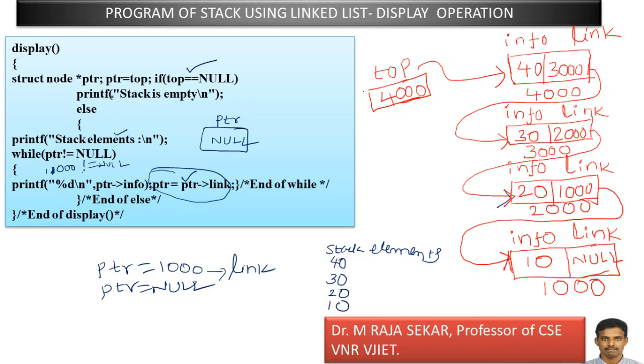Now what we discussed is the display function, displaying the elements of the stack. Which number is displayed first? First 40. Next 30. Next 20. Next 10. Last in first out. First 40, 30, 20, 10. This is the display function of stack implemented using linked list. Thank you very much.